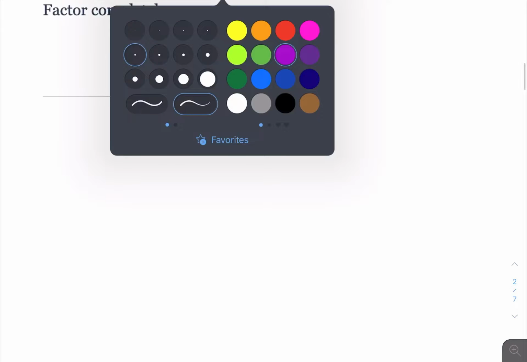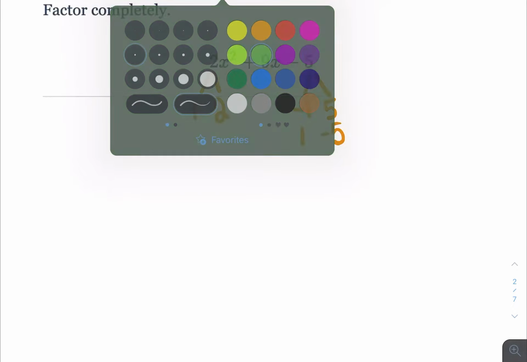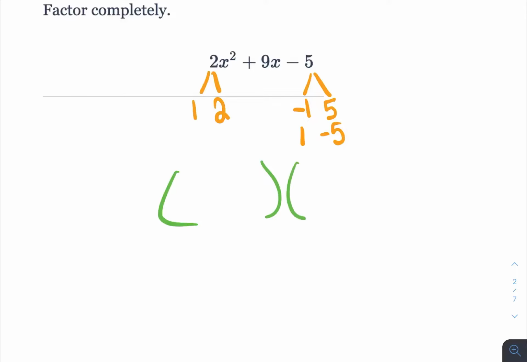Next example, we're going to start off the same way. Let's find factors of a. Well, in this case, again, it's 1 and 2. Factors of our c could be -1 and +5, or +1 and -5. So I know I have factors here. Again, it's nice with 1 and 2. I know it's x and 2x.